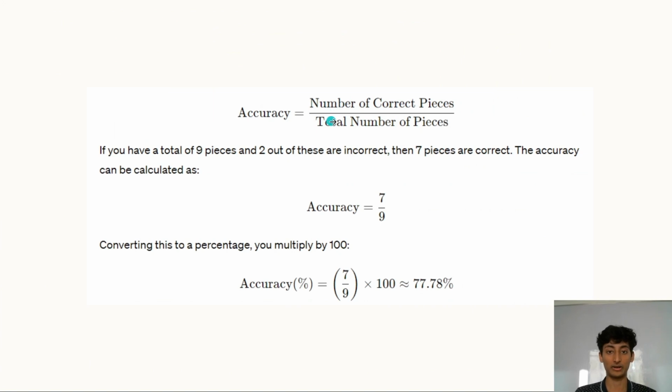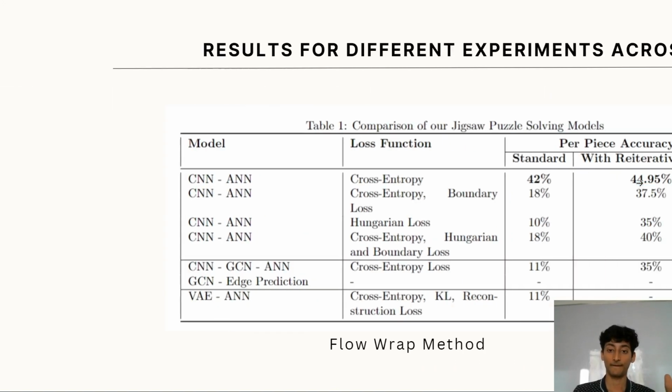The accuracy is defined by per piece accuracy, so it's the number of correct pieces divided by the total number of pieces. If you have a total of 9 pieces and 2 of them are incorrect, 7 pieces are correct. The accuracy will be calculated as 7 by 9, so it drops to 77% directly. So the accuracy game is very tricky in the jigsaw solving business.